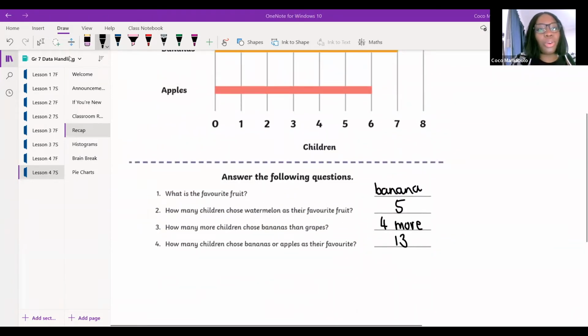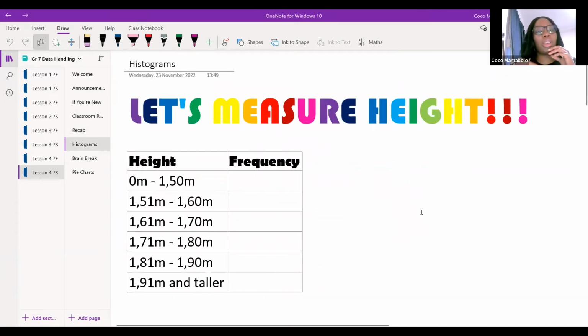So today we're going to be learning about histograms. We're going to be looking at how to measure height and how to put together all the information that we learn about height. Now, I need to ask you guys, who can remember, is height discrete or continuous data? Discrete or continuous? Who remembers?